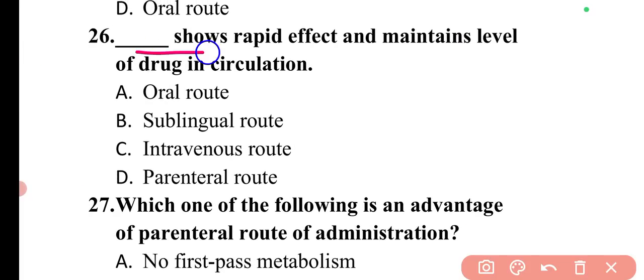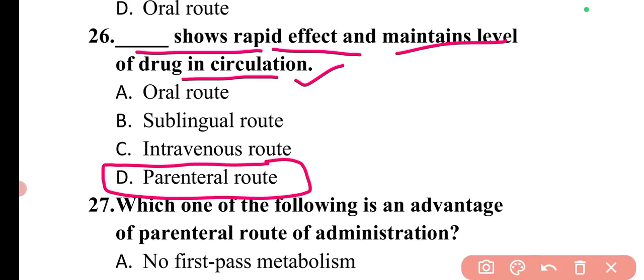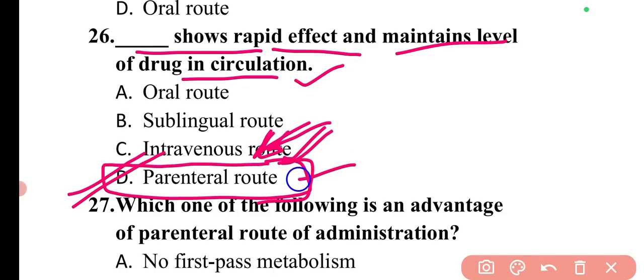Next question is, dash shows rapid effect and maintains level of drugs in circulation. So the rapid effect will come with the parenteral route. So here option D will be the correct answer. So parenteral route, or you can say intravenous route as well. The parenteral route includes all types of parenteral administration: subcutaneous, intramuscular, intradermal, and intravenous. Sometimes intravenous only can also be the answer, but from an overall perspective, the parenteral route can be the one.